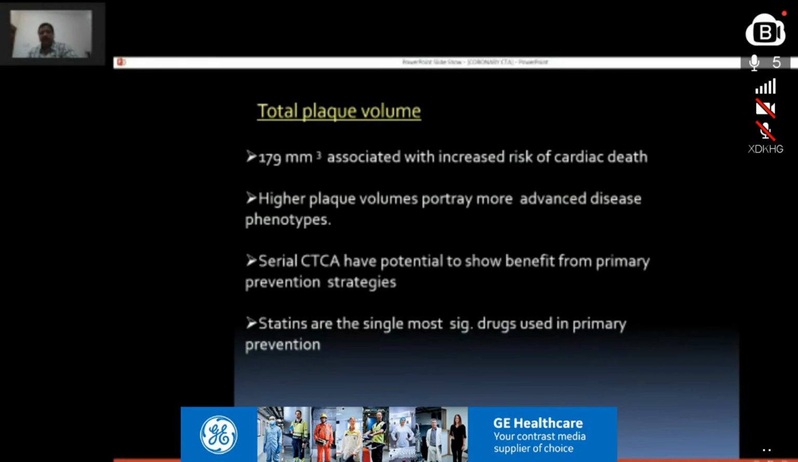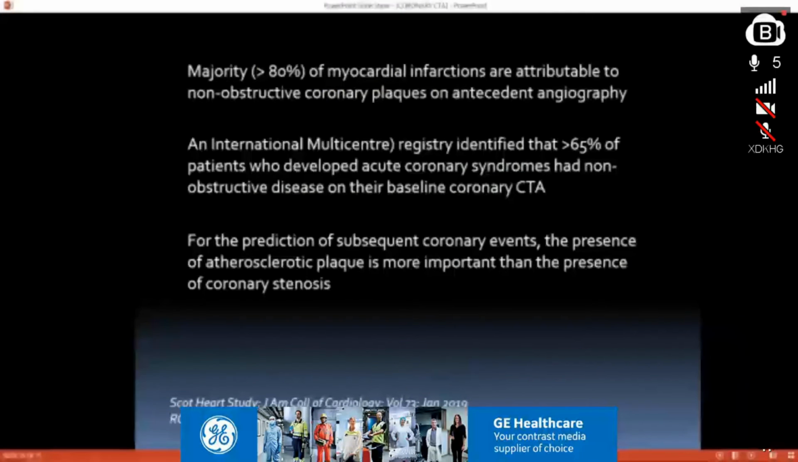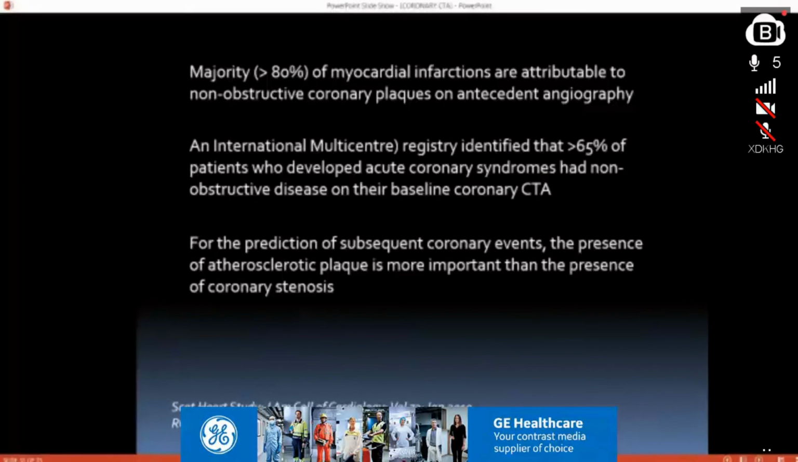It has been attributed that the majority of the MIs happen because of non-obstructive coronary plaques on a previous angiogram or on a baseline coronary CT. So it is very important to identify or look for these plaques, quantify them, write the plaque volume, and mention the plaque characteristics, which can help a long way in management of these patients. And if you have both calcified and soft plaques with or without luminal narrowing, as you can see, this is a diffusely diseased vessel.